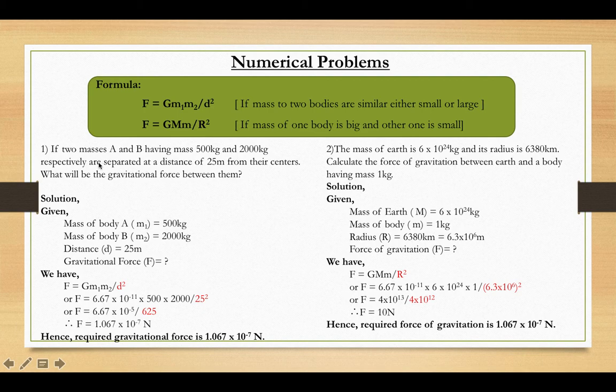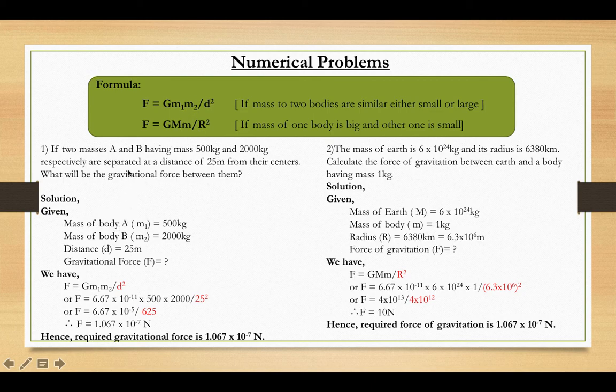Here is an example I want to give you. The question is, if two masses A and B having masses 500 kg and 2000 kg respectively are separated at a distance of 25 meters from their centers, what will be the gravitational force between them? Now here you have to decide which formula to apply. Both masses are small, and there is no big difference between them, so we will apply the first formula.